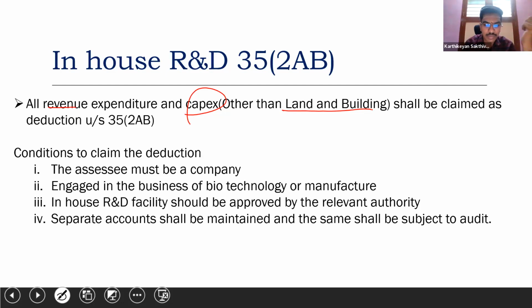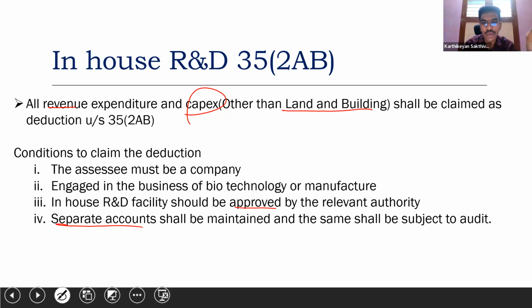It should be engaged in the business of biotechnology or manufacture. The R&D facility should be approved by the relevant authority. Separate account should be maintained. இந்த 4 conditions satisfy பண்ணா மட்டும்தான் 35(2AB) we can claim the deduction. But generally the section is redundant now for two reasons.